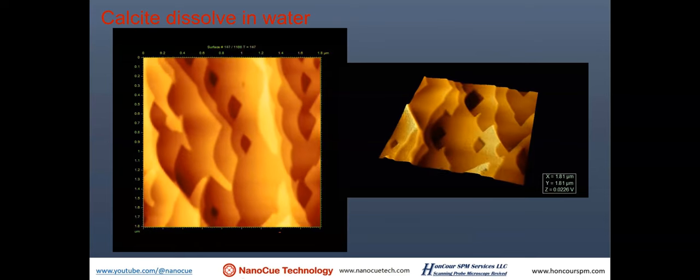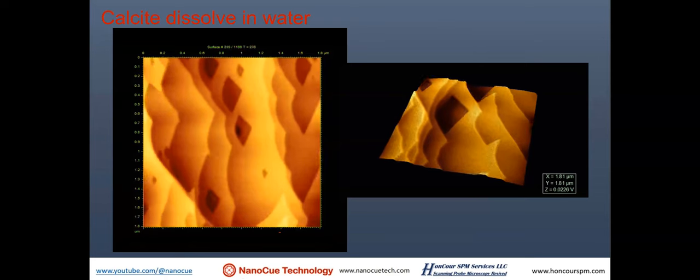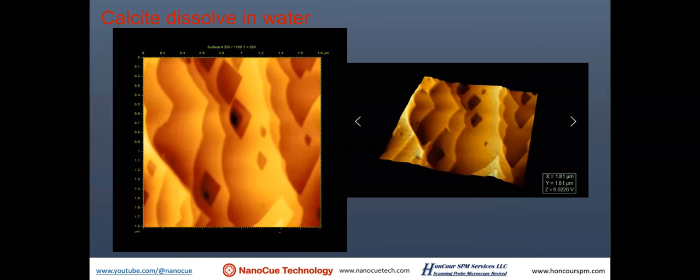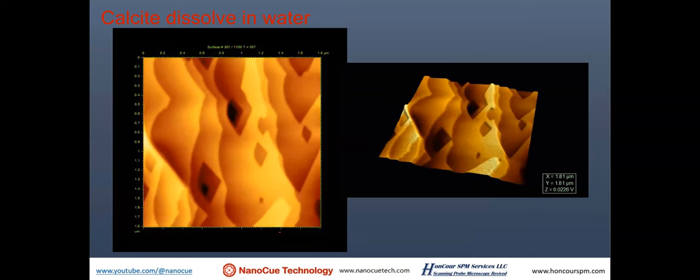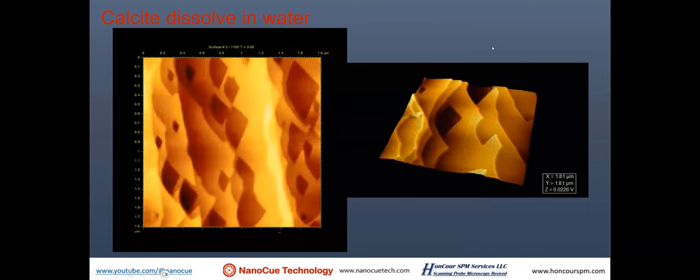When you expose water to the air, water will absorb carbon dioxide and then it turns into carbonic acid, which is slightly acidic, and that is the acid that dissolves your calcite. It's a fun experiment to do.